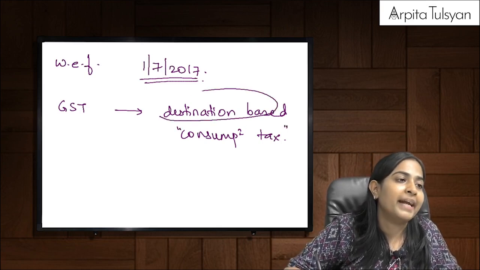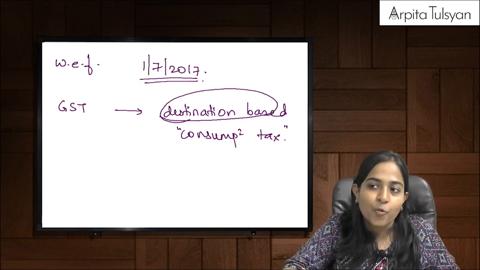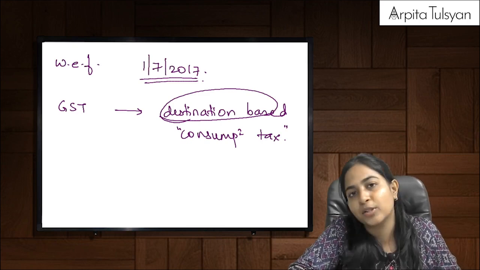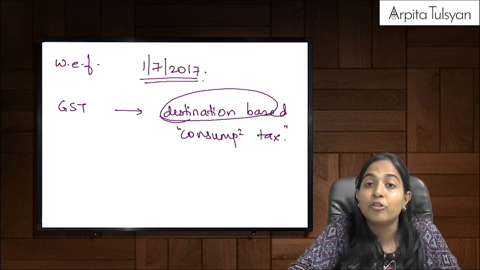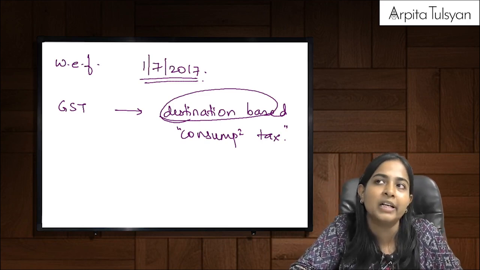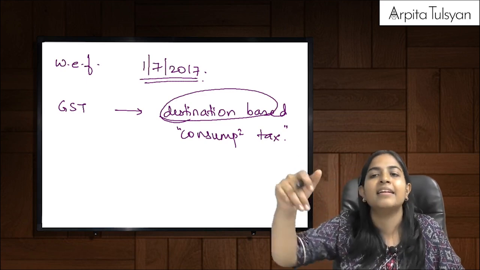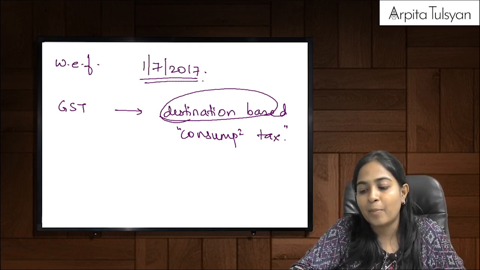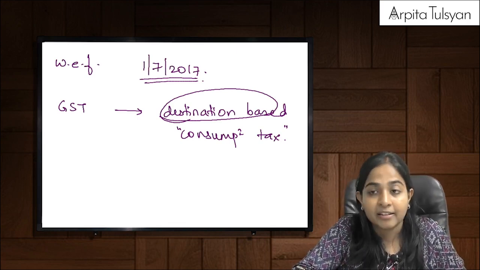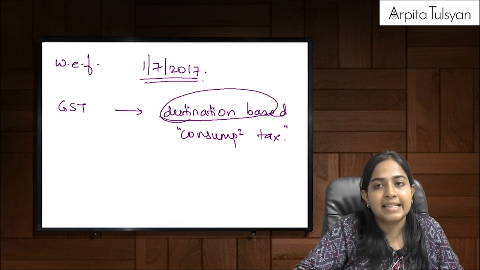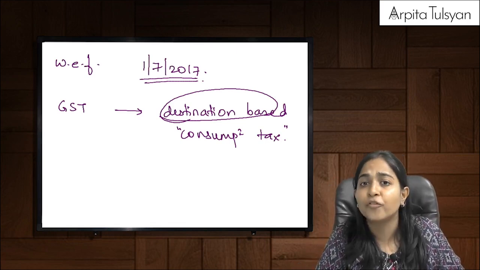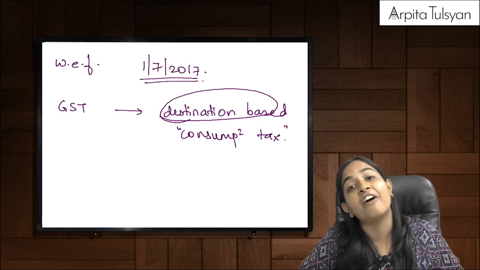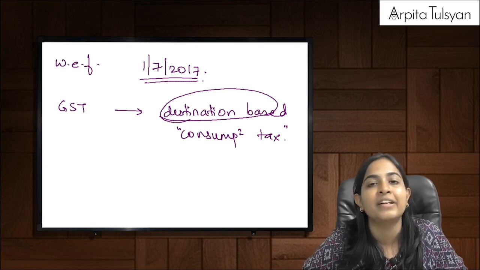Now, what do you mean by destination-based consumption tax? One thing we already know is, ultimately whatever tax we pay, it goes to the government, right? If I talk about income tax, can you tell me whether income tax goes to the central government or the state government? Definitely, income tax is a central tax, so it goes to the central government. Similarly, when we talk about GST, in GST the revenue should go to whom? They say that the revenue will go to both of them. Both of them means it will go to the central government, and some part of it should go to the state government also. Ma'am, why so? It is also a central law, no? So even that should go to the central government.